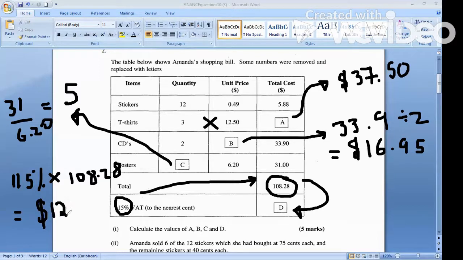So it's 124.52. Everybody following? Yes, sir. 124.52, sir. Yes, that's correct. That's what I got.